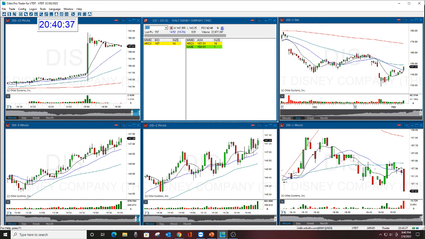But I didn't know Disney was going to gap up. This closed at 147.28. Right now it's up at 157. It's gapping up 10 bucks or thereabouts. It could have gapped down. This could be at 125. So I'm not in this. I didn't do this before this. This could have gapped up or down.